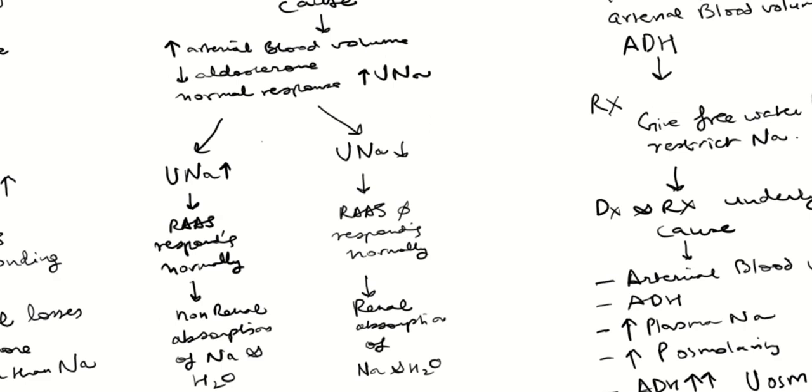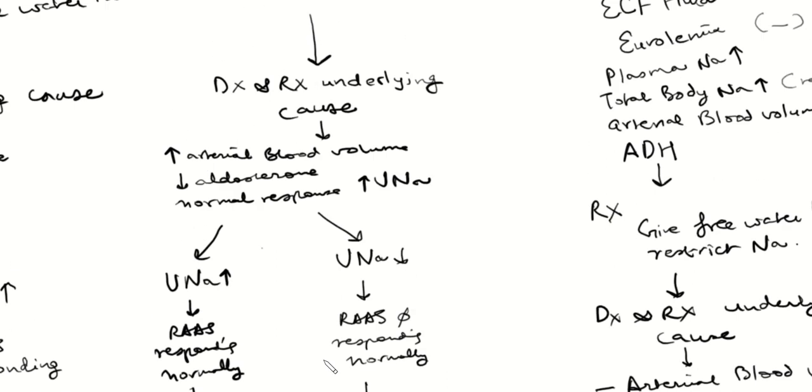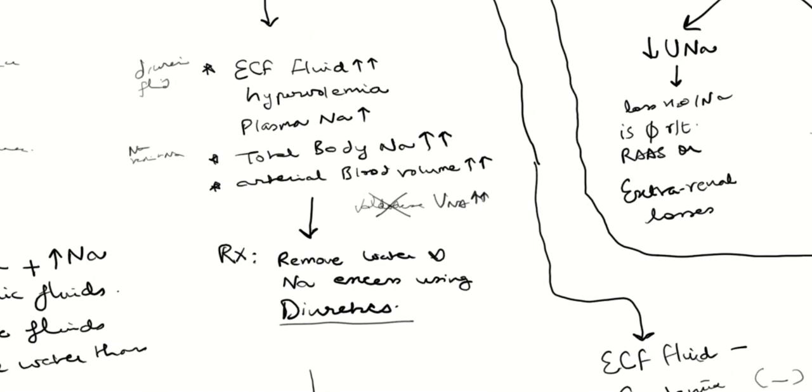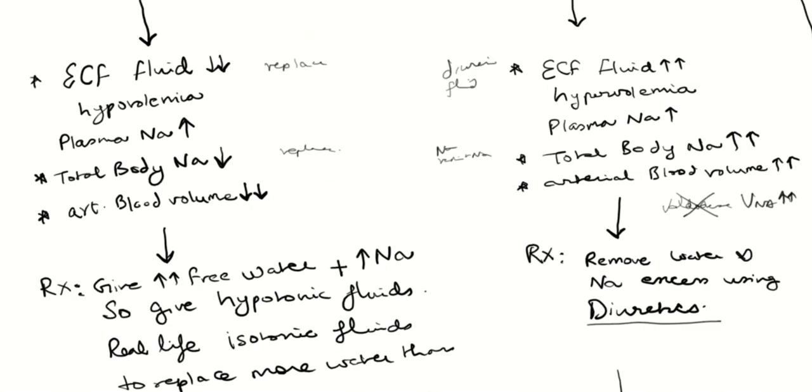If, however, the urine sodium is low, that means it's the aldosterone system that's not working, so it's the kidneys that are the problem. Easy, right? So I'm going to let you actually apply the last one, which is hypovolemia.